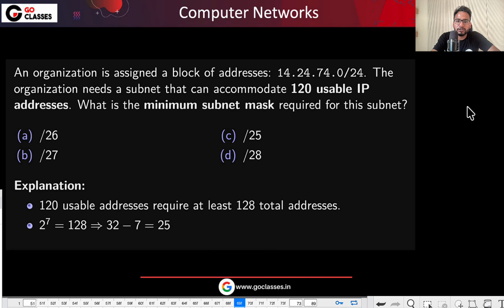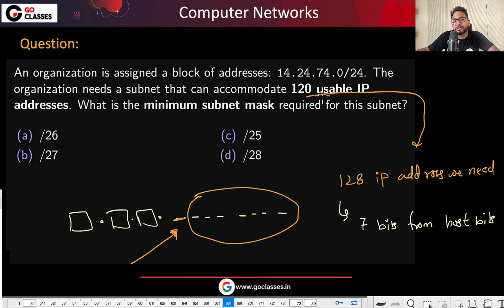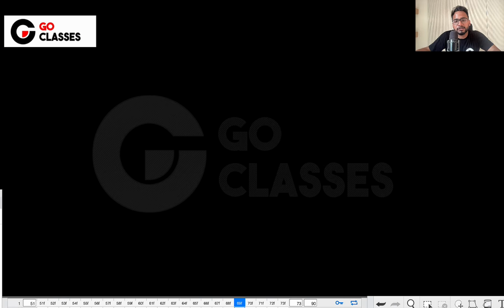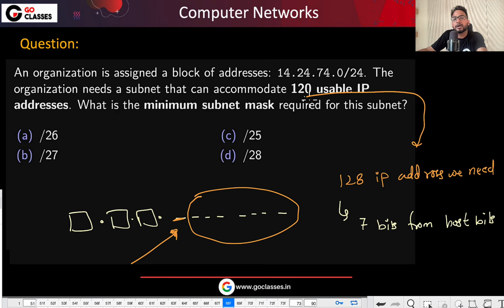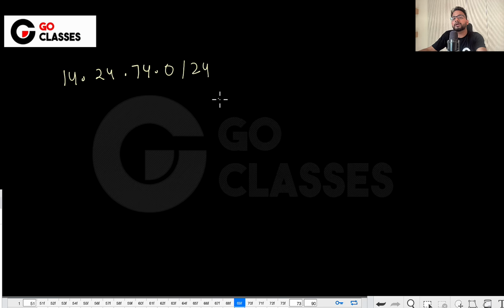Now coming to this question, they are saying there is one organization, 14.24.74.0/24. This is the organization. Now they are saying this organization needs 120 usable IP addresses. So an organization is assigned a block address of this, and it needs a subnet that can accommodate 120 usable IP addresses, which means basically 128 IP addresses it needs.